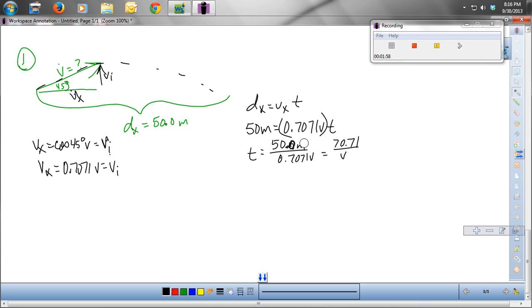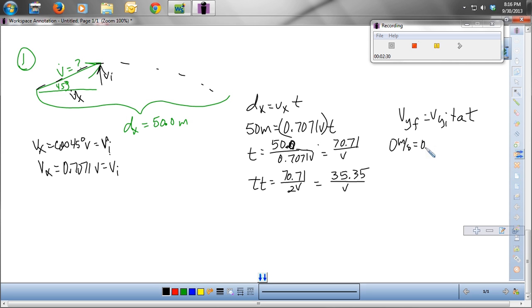Okay, I'm not going to worry about units right here because I've got to mess with the algebra to see if I can figure out the units and get them all good. So that's my total time. That means my time up is 70.71 over 2V, half of that, or I could call that 35.35 over V. So then I said Vy final equals Vy initial plus at. My Vy final at the highest point is 0. Vy initial we said was 0.7071 V.